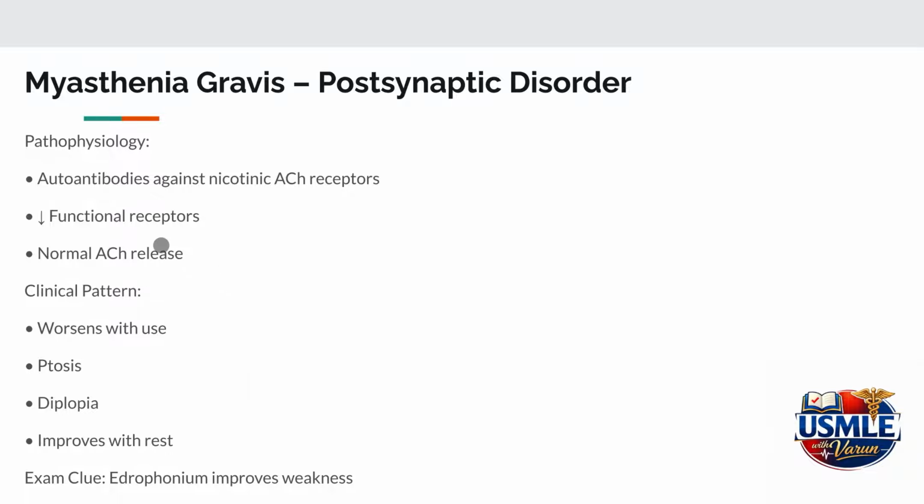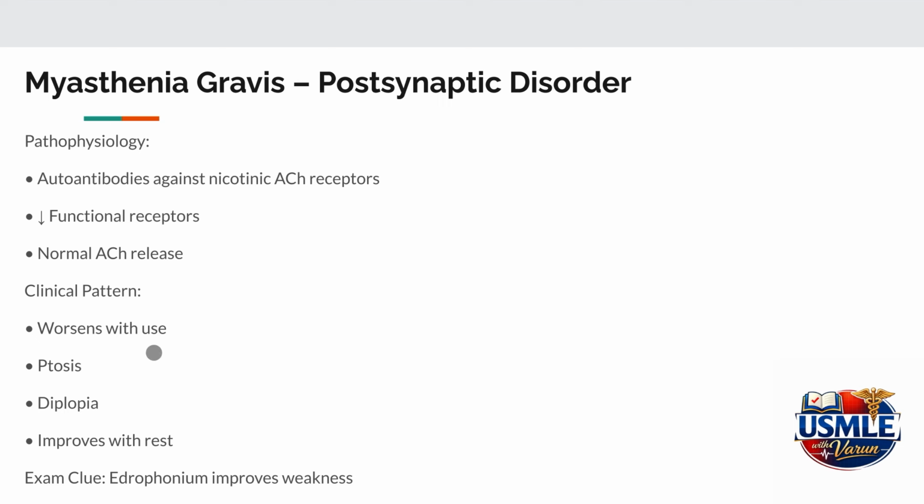Myasthenia gravis is a neuromuscular junction disorder that affects the postsynaptic side of the synapse. So, in this disease, the immune system produces antibodies against nicotinic acetylcholine receptors on the muscle cell membrane. Because these receptors are destroyed or blocked, acetylcholine released from the nerve cannot effectively stimulate muscle contraction. So, as a result of that, what happens clinically? This produces muscle weakness that worsens with repeated activity and improves with rest.